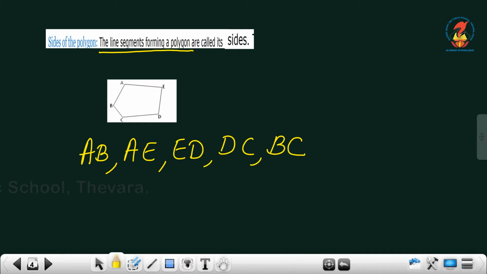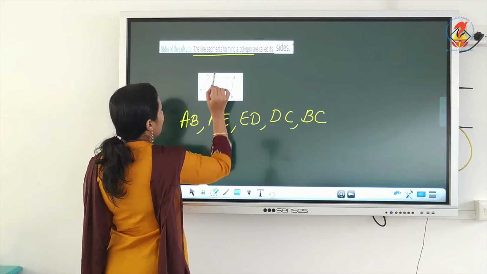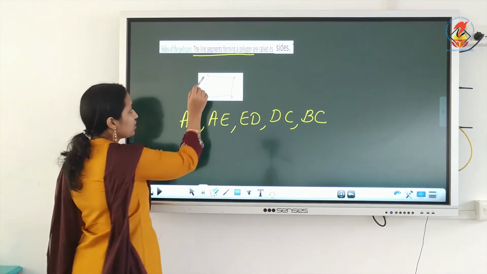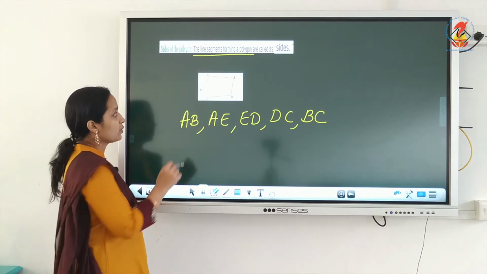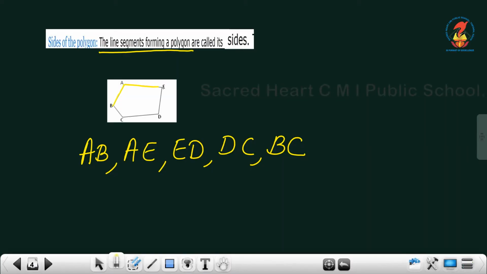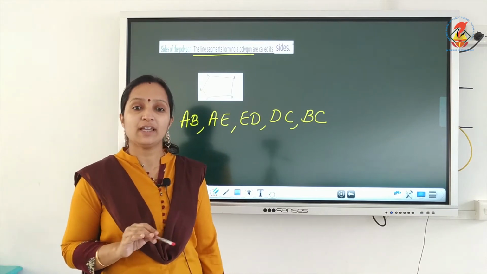How many sides are there? 1, 2, 3, 4, 5 sides are there. Okay. Each line segment represents a side. So, we can say AB is a side, AE is a side, ED is a side, DC is a side and BC is a side. Okay. So, how many line segments are there? 5 line segments are there and each line segment represents a side.